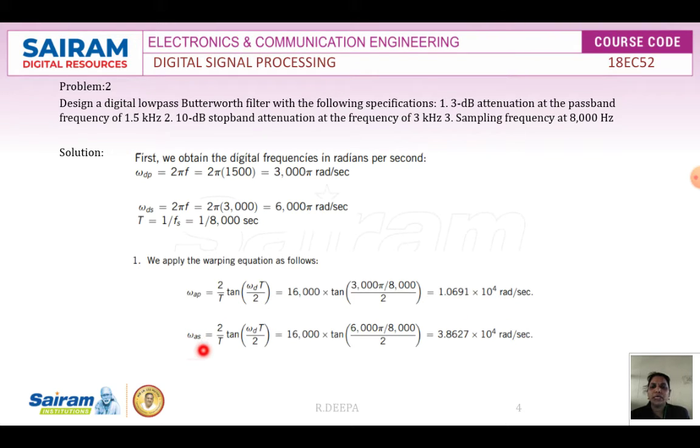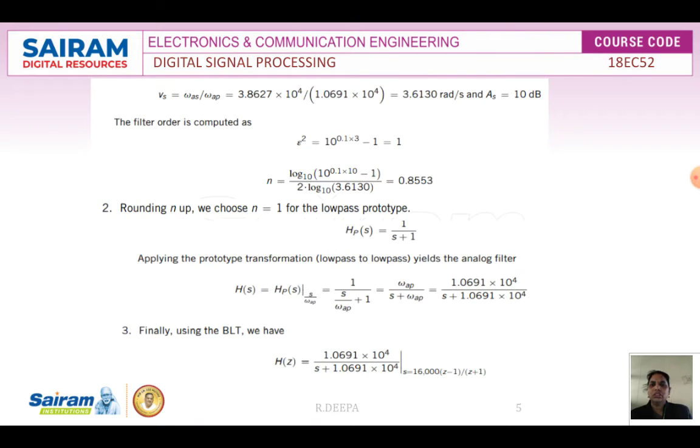Similarly, omega as is 2 by T tan of omega d T by 2. Substituting the values of T and omega d, we get omega as as 3.8627 times 10 power 4 radian per second. Then, in parallel, we calculate omega s, which is nothing but omega as divided by omega ap. Dividing these two values, we get omega s equal to 3.6130 radian per second, and the stopband attenuation is given as 10 dB.